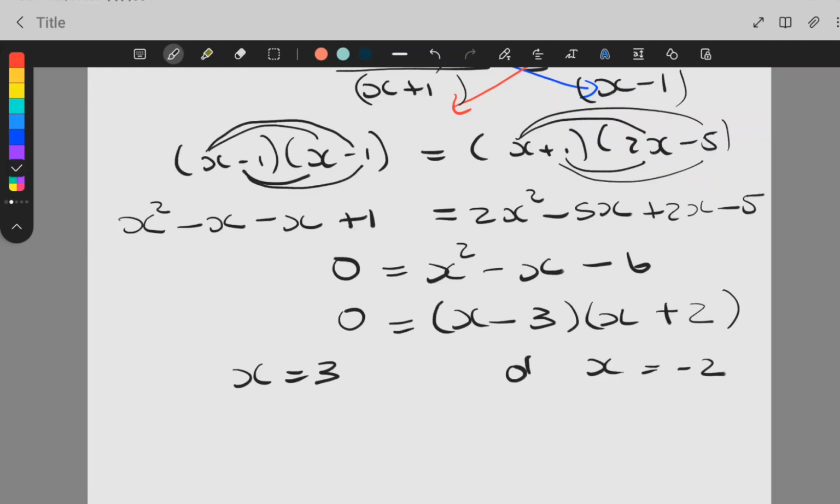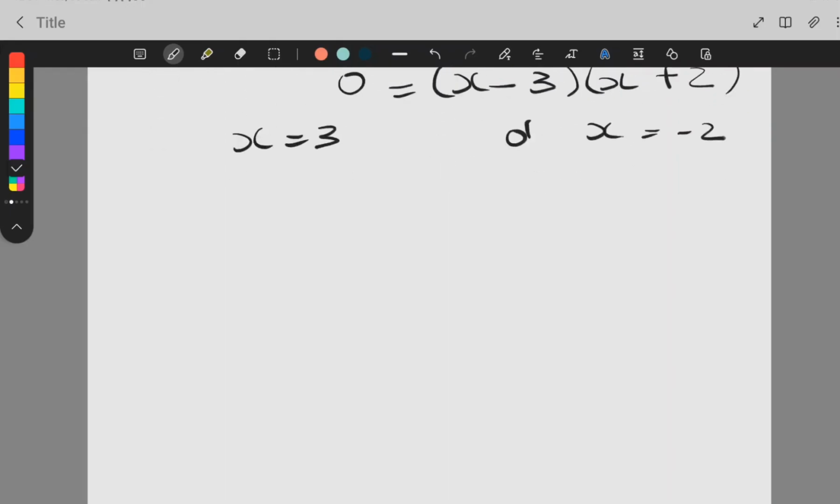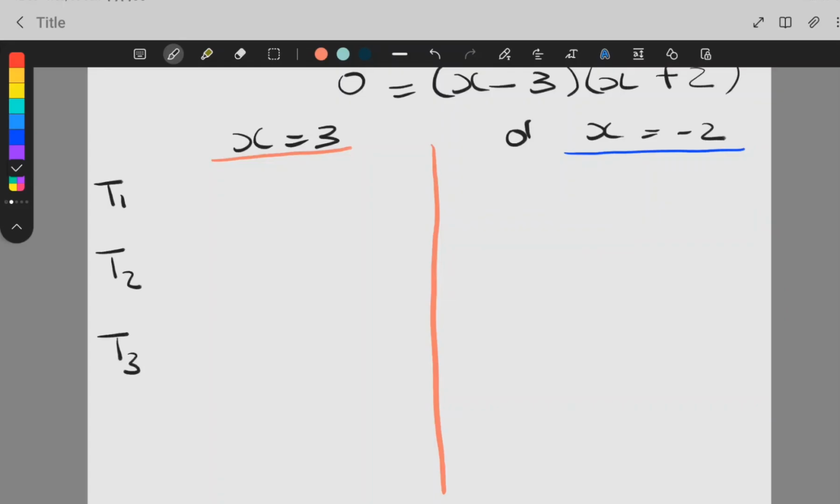The second part of the question is you have to find the first 3 terms. I'm going to have 2 sequences because there are 2 values for x. So I'm going to have a sequence for if x is 3, and then I'm going to have a sequence for if x is negative 2. So let's go. If x is 3, I'm going to do term 1, term 2, and term 3. Term 1 was x plus 1. Term 2 was x minus 1. And term 3 was 2x minus 5.